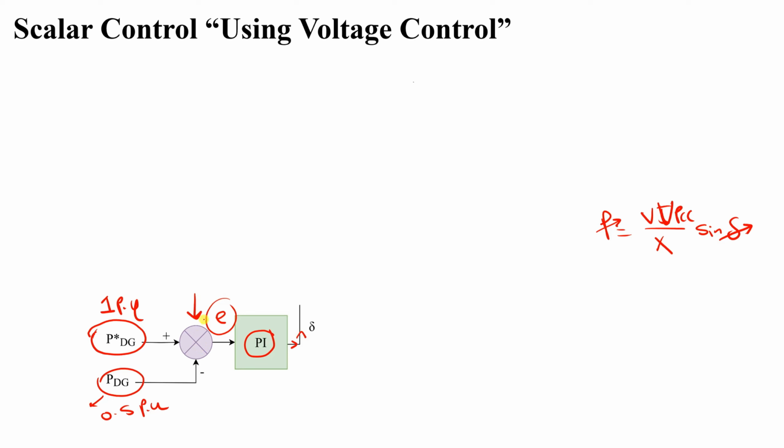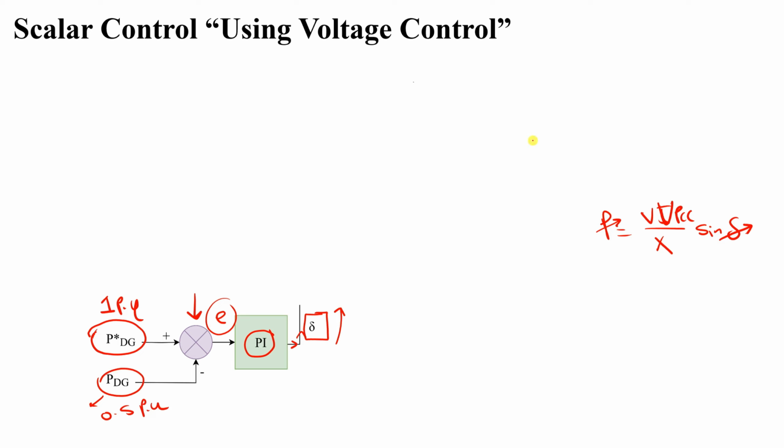And as we said before, what exactly controls our power? We said delta, right? So the higher the error here, the more delta the PI controller will give us, the higher the delta needed in order to increase the power to reach the reference value of P_DG. Okay, so that is the first part.